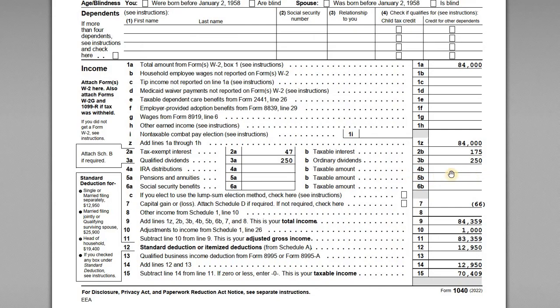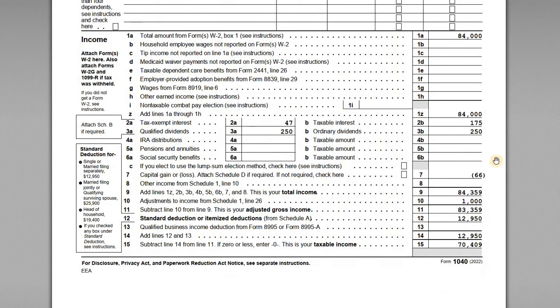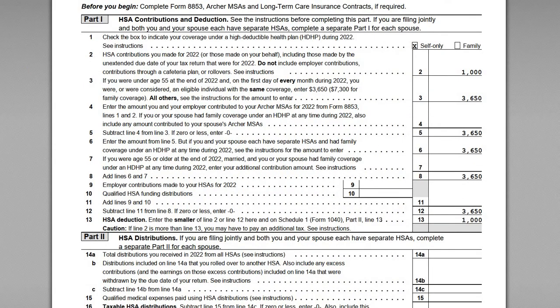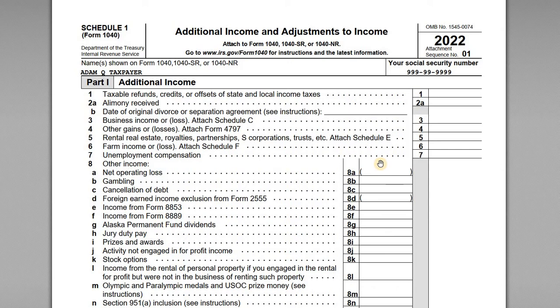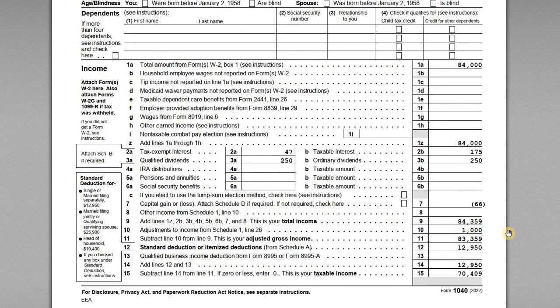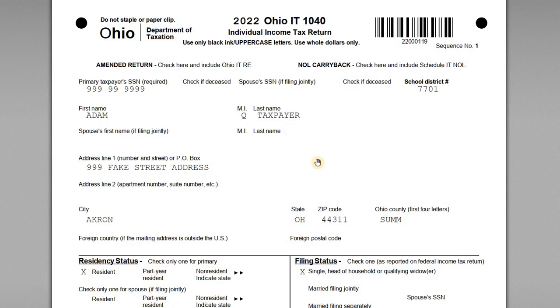And then we've got the ordinary dividend income, all of which is qualified, the net amount of capital gains flowing through from Schedule D. And then on line 10, we have that $1,000 HSA contribution. So that was reported on Schedule 1 in Part 2. Right? He's got his health savings account deduction. And so he gets that deduction on page 1 here for $1,000. And so now that we've gone through that pretty quickly, let's have a look at the Ohio return and see how things change a little bit here when calculating our Ohio taxes.